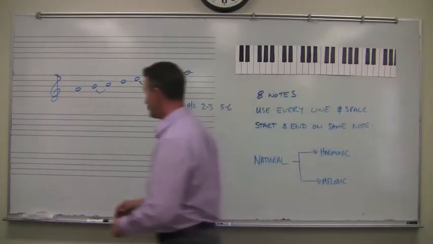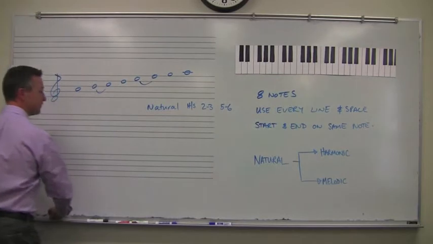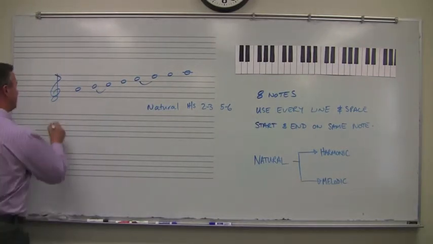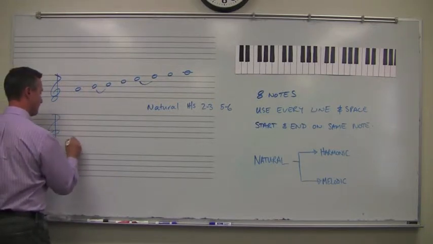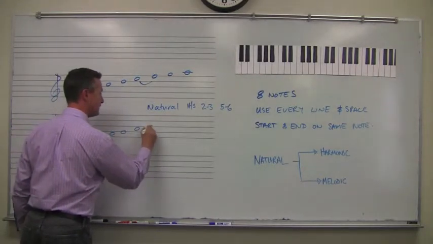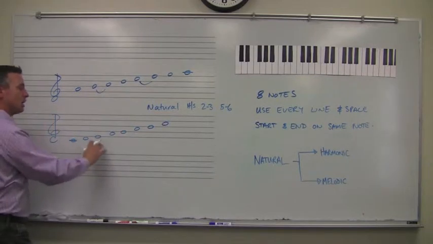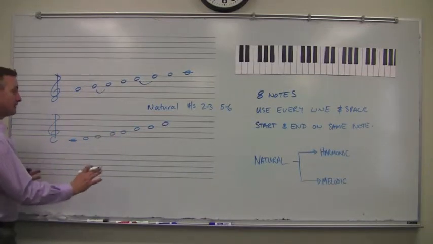So let's do that very quickly here. I'm not going to spend a great deal of time on it. I'm just going to go ahead and do it quickly so you can follow through. I'm assuming that you get the concept. I'm going to do a scale starting on the note C. And I'm going to write out my notes exactly as I need them: 8 notes ascending through each line and space, starting and ending on the same note. I've got everything in place.